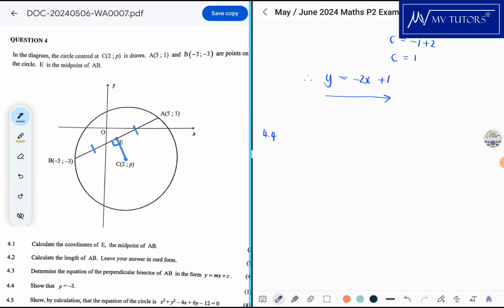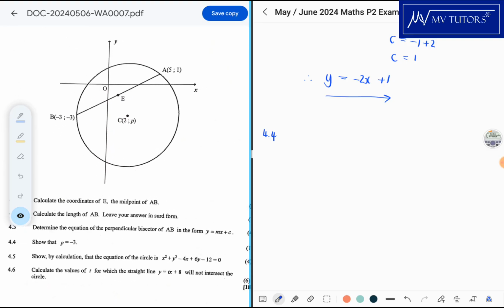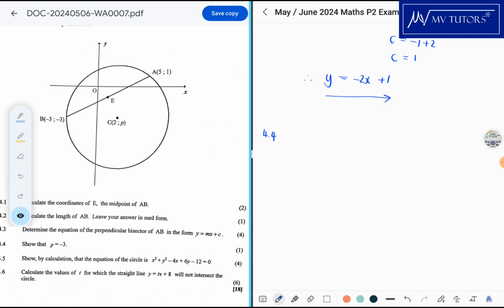And now what about 4.4? Show that P is -3. How many marks? 1 mark. So we shouldn't really labor much, should we? So we have the equation of the line, which is y is equal to -2x plus 1. We're simply going to substitute the x value, which is 2. And then we're going to work out what the y value is, which is p. So -4 plus 1 is -3. And there we are. We have proved it for 1 mark.